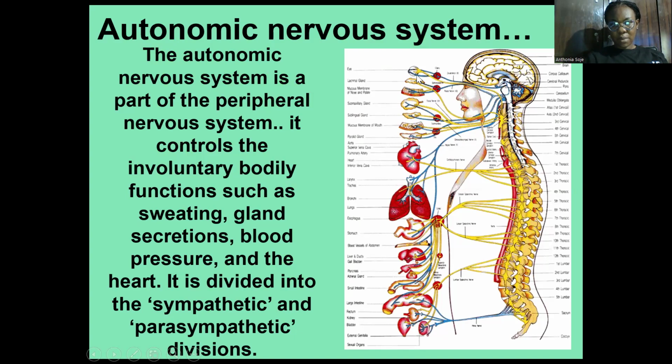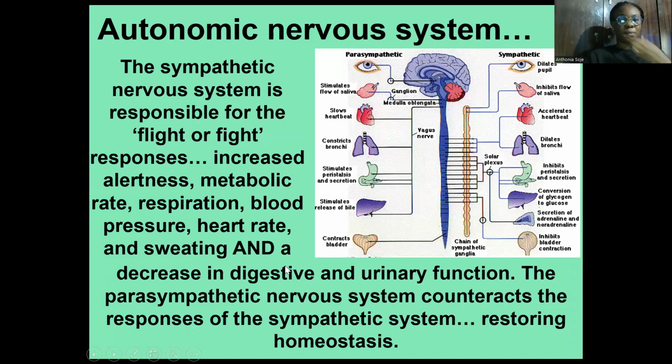The eye secretion of the lacrimal gland, secretion of mucous membrane, salivary gland, sublingual gland, mucous membrane of the mouth. We would also control the parotid gland, controls the heart in some respects, controls the lungs, controls the movement of the stomach, and so on and so forth. So the sympathetic nervous system is responsible for fight or flight responses. So something happens, you are in danger, your body would mobilize all that you need to get out for a fight or get out for a flight.